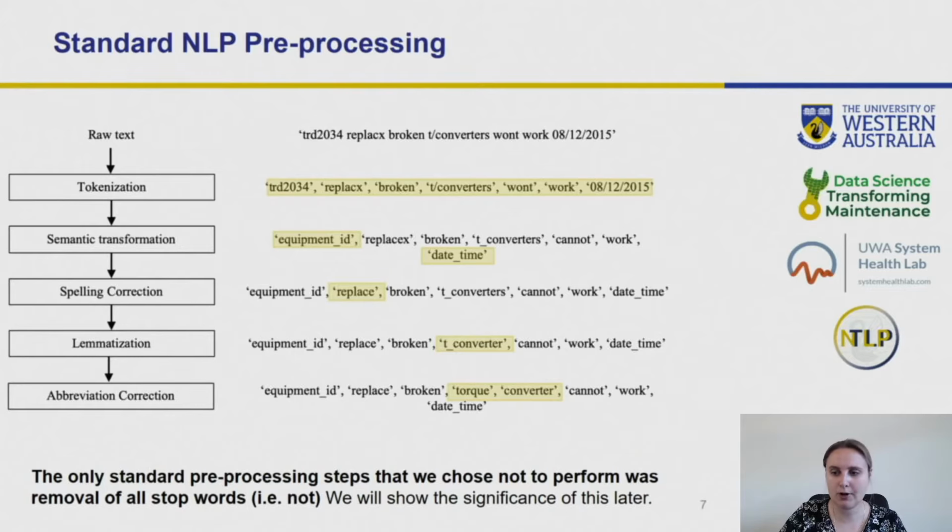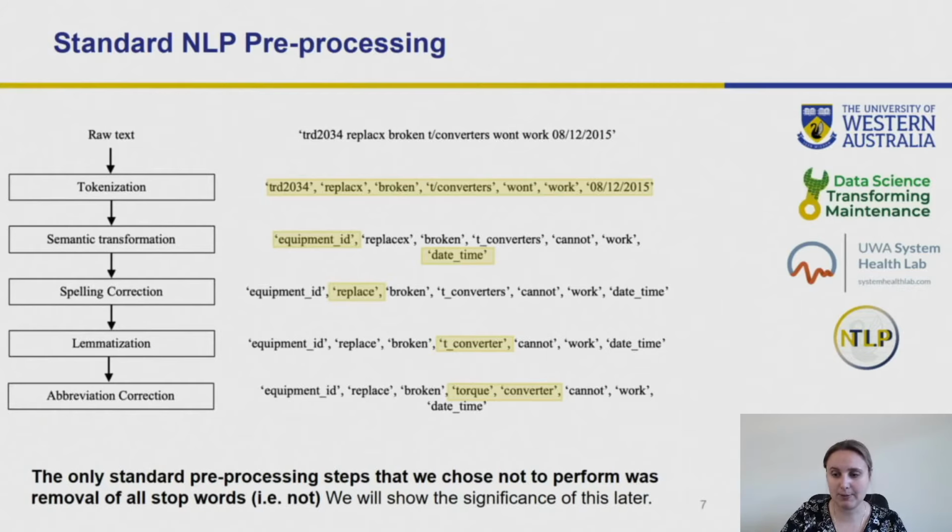Finally, some known abbreviations, such as T_converter, were transformed into their full text form. In this case, it would be torque converter. The only standard pre-processing step that we did not perform was the removal of stop words such as not, and we will discuss the significance of this later.